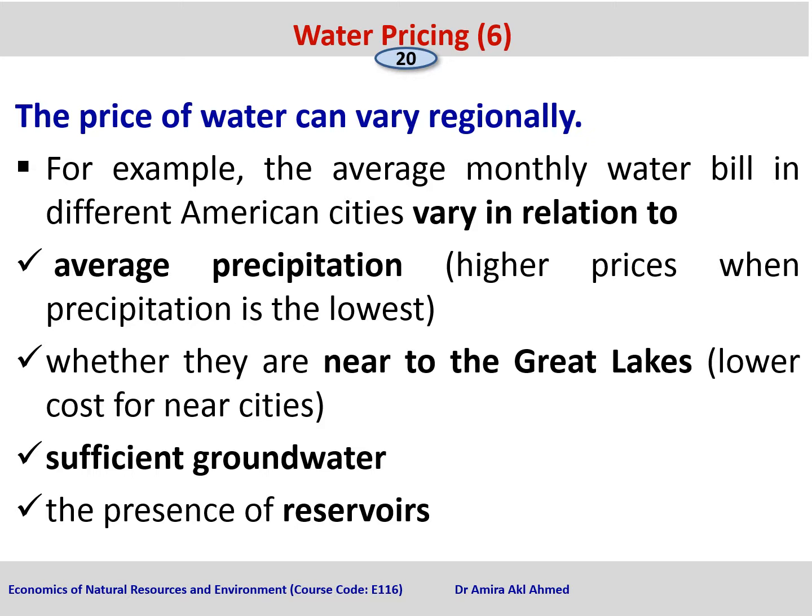As mentioned earlier, the price of water can vary regionally. For example, the average monthly water bill in different American cities varies in relation to many factors, including the average precipitation, whether these cities are near the Great Lakes, whether they have access to sufficient groundwater, and the presence of reservoirs.